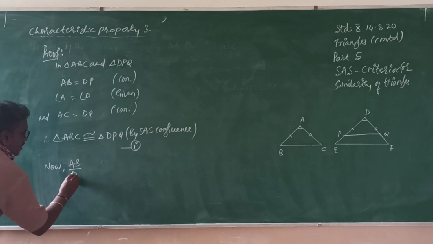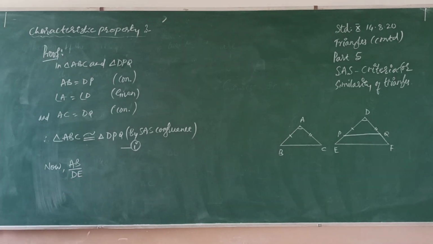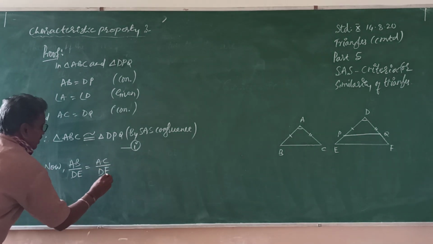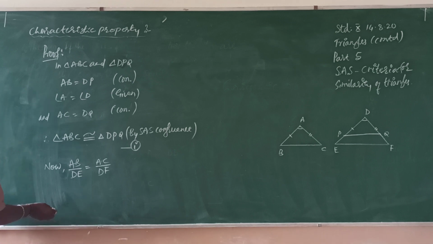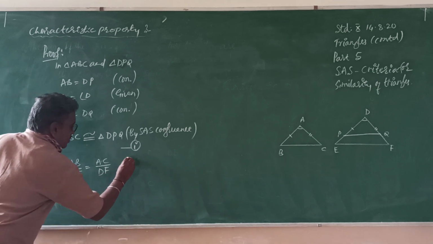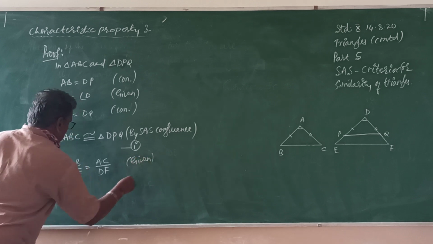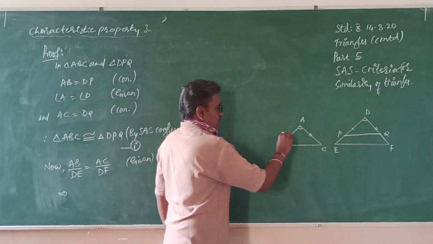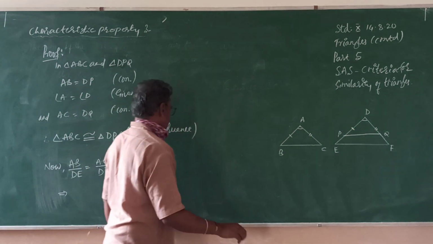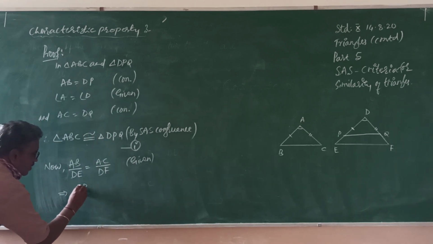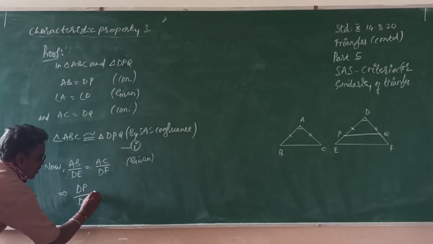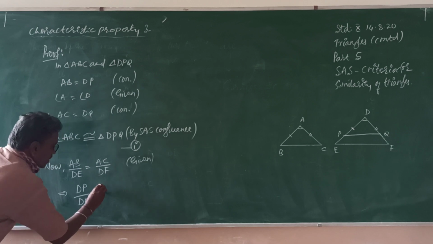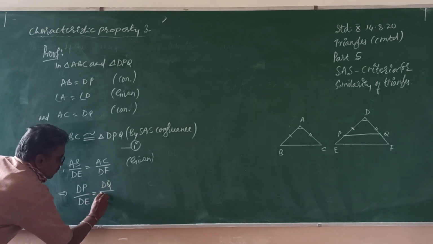AB by DE is equal to AC by DF, given. So this is given. AB equal to DP, we constructed. AC equal to DQ, we constructed. So DP by DE is equal to DQ by DF.